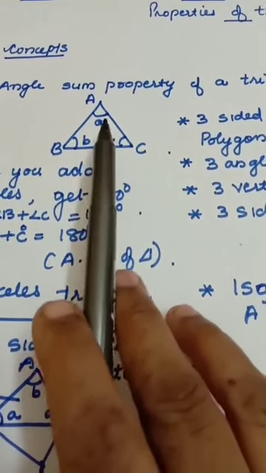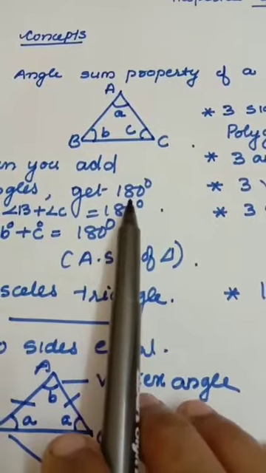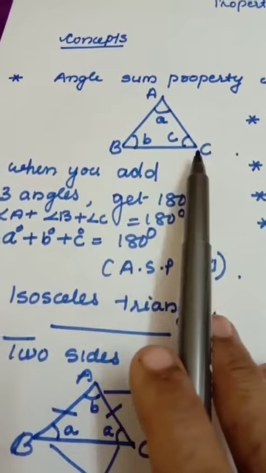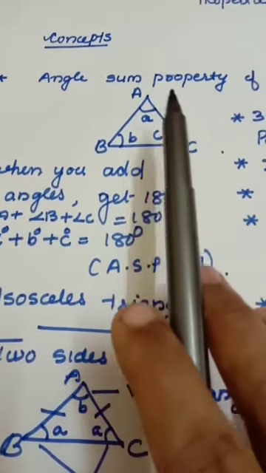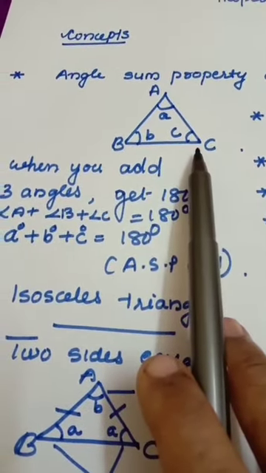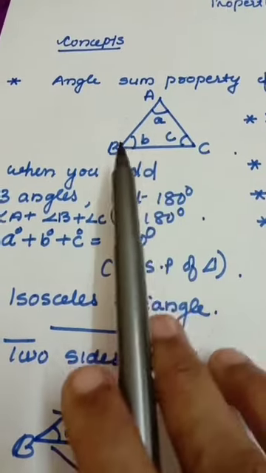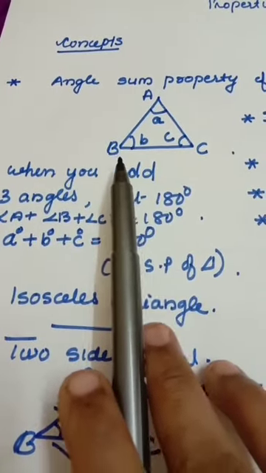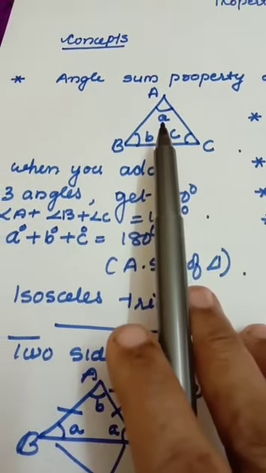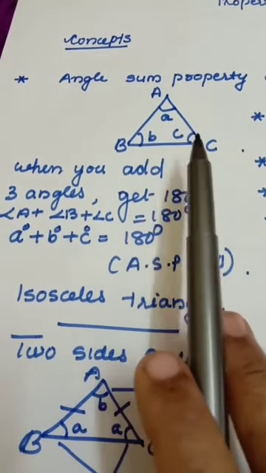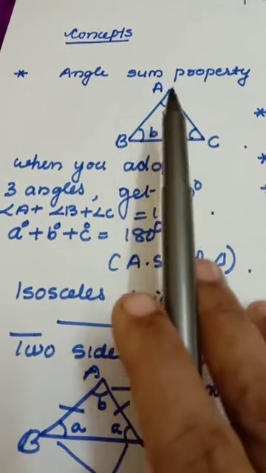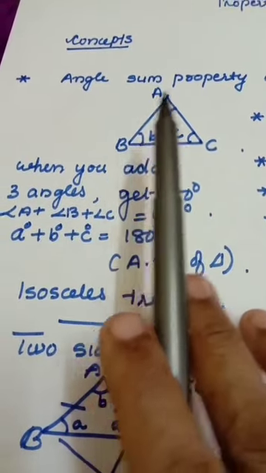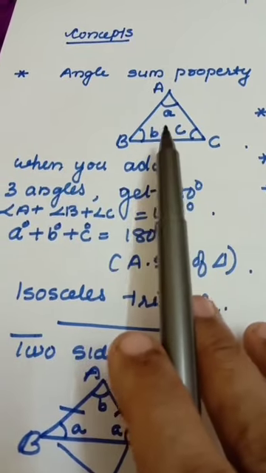When you add these three angles, you will get 180 degrees. Angle A plus angle B plus angle C equals 180 degrees. A, B, C are vertices and these vertices have angles also: angle A, angle B, angle C. Angle A is A degree, angle B is B degree, angle C is C degree. Degree is a unit, like if for a side we say 5 centimeter, 3 centimeter, centimeter is the unit of the side. Like that, the angle unit is degree.